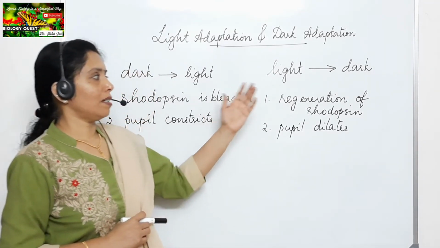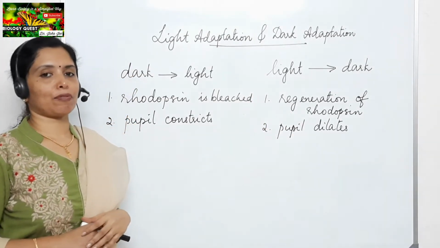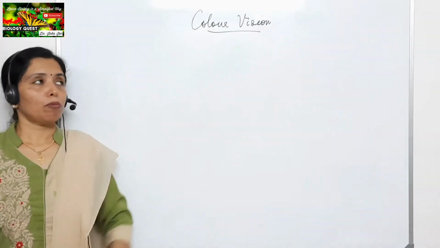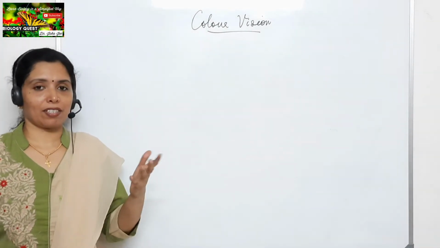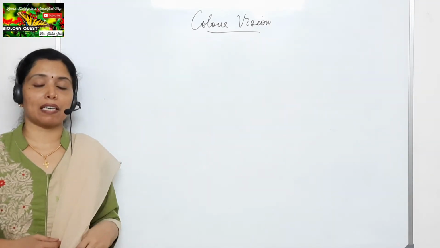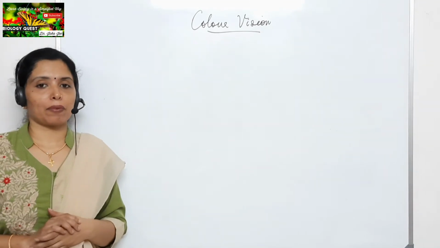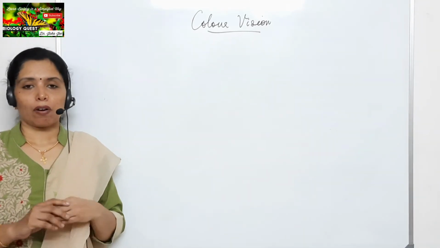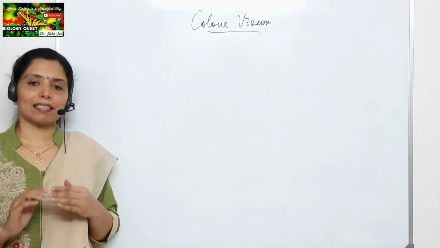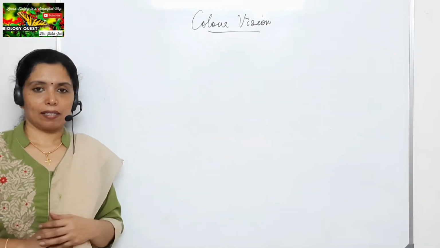So this difference between light adaptation and dark adaptation can be asked in the exam. So I hope it is clear to you. Now, moving on to the next term, color vision. We know in the last video we have seen that color vision is possible because of the cone cells that are present in our eyes. The cone cells are concentrated mostly in the yellow spot, and it is these cone cells that help us to differentiate the colors.